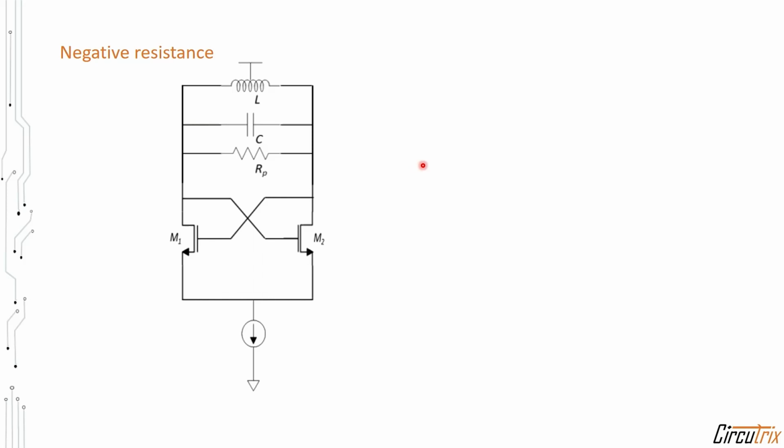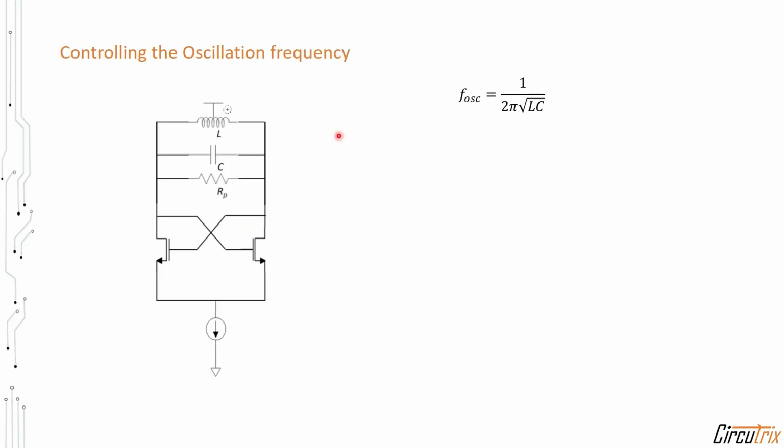By keeping the value of 2 over Gm less than or equal to Rp, we can replenish the energy lost every time. This will sustain the oscillation. After adding negative resistance, this tank circuit will oscillate at the resonant frequency, which is given by this equation. So here we can see that the frequency depends only on the values of L and C.